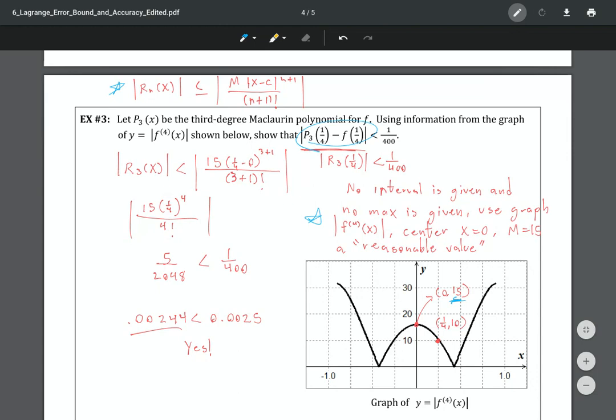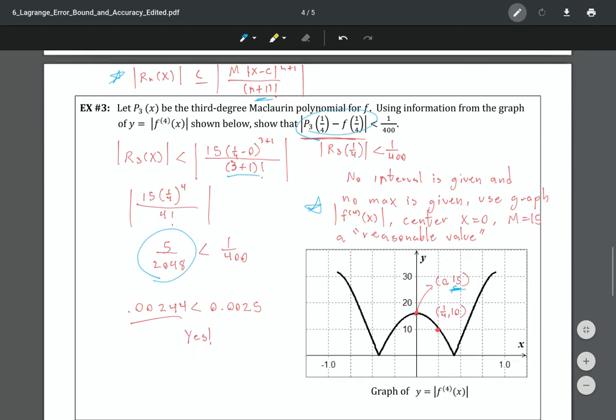As you notice, I just plugged everything into the formula. Notice that I have a 3 plus 1. Why did I do that? Since it asked me for the third degree polynomial, I'm going to use 3 plus 1. The 1 just comes from the formula here. After you plug it in your calculator, you find out that this is it, which is less than 1 over 400.